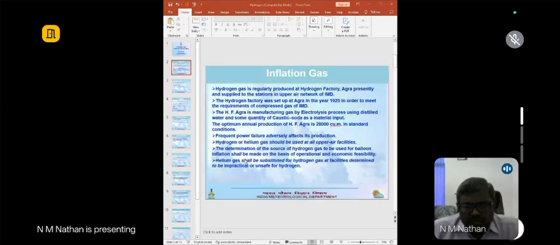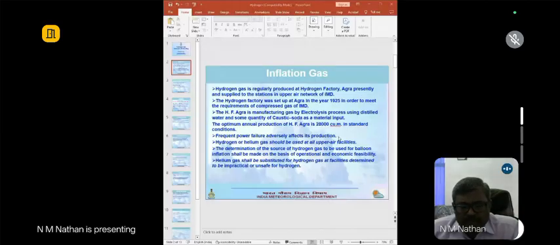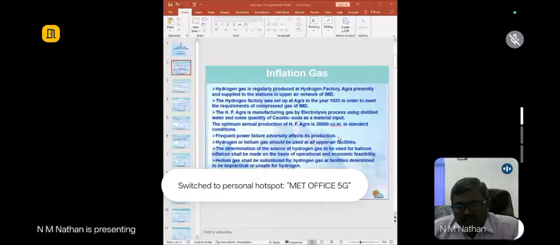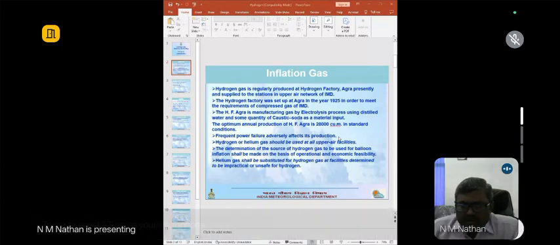Hydrogen gas is used to inflate the balloon, so you are aware of that, and hydrogen gas is used for lifting the sonde. We can use either hydrogen gas or helium gas. Helium is a little bit safer when compared to hydrogen, but based on cost-effectiveness, IMD is using the hydrogen gas.